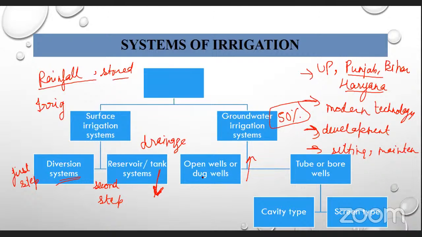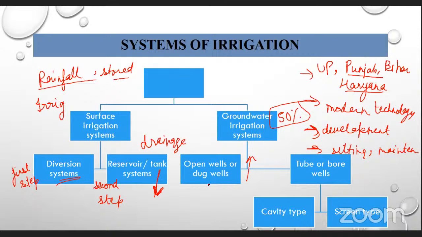Okay, so these wells are usually of two types: the open well or the dug well. In this, we dig out the well up to the water bearing strata, meaning whatever layers of soil are there, we dig until we are able to see the water. This is known as the well or the dug well.